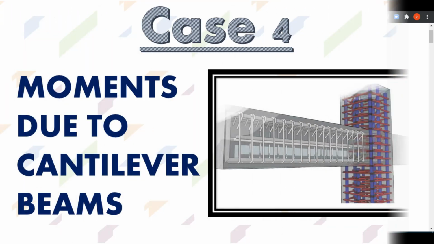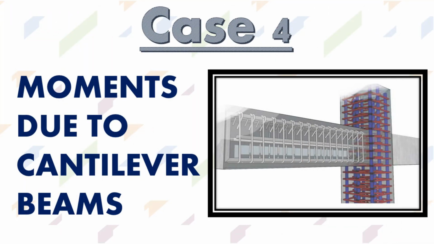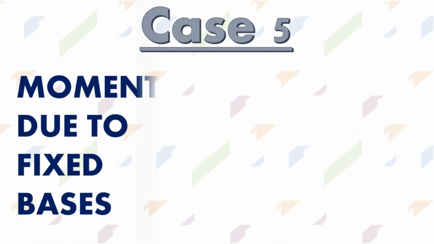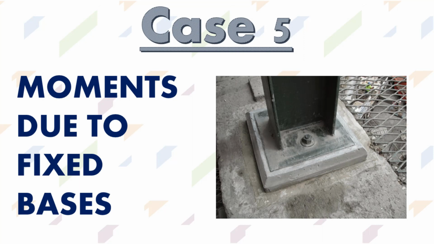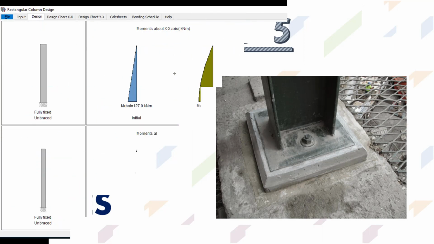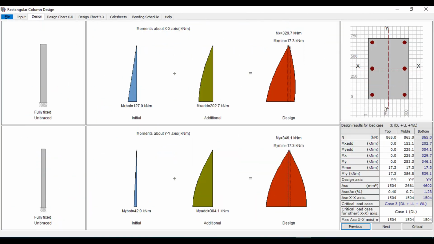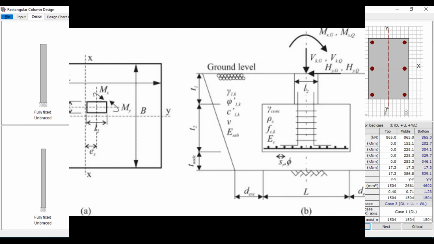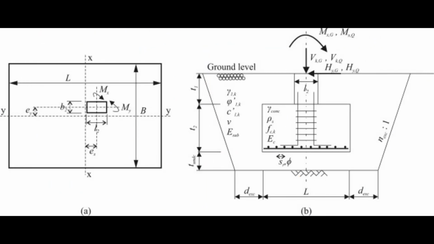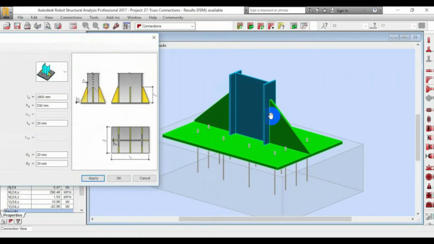Okay, now that we have looked at case 4, we now need to look at our last but not least case 5, which is moments due to fixed bases. This is mostly for the moment at the bottom of the column and the one that is going to be distributed into the foundation or the isolated footing. Well, like I said, these are moments due to fixed bases.